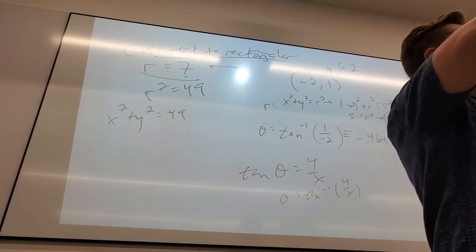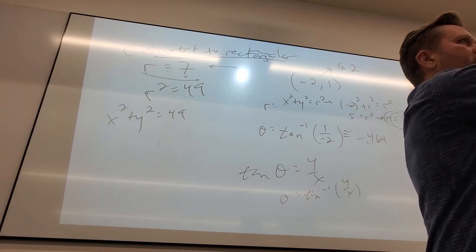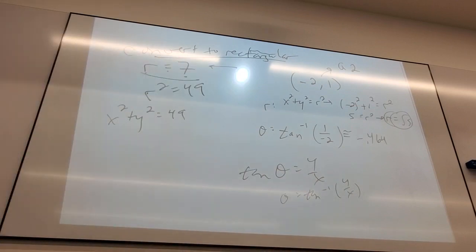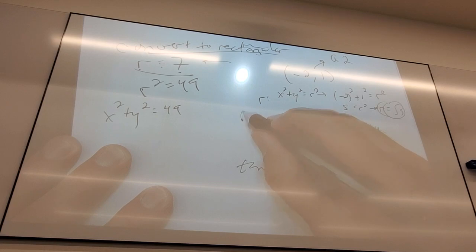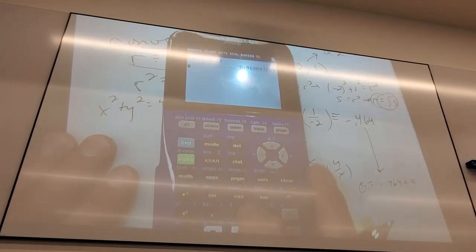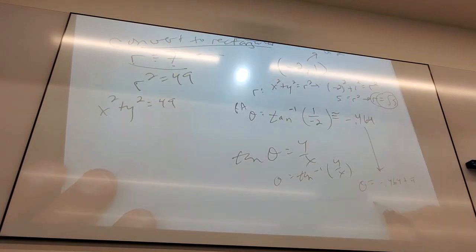Yeah, so what can I do to get to quadrant 2? I can just add pi. Yeah, so I can add pi. So to get the correct angle, this is the reference angle. To get the correct angle, I can do -0.464 plus pi. And of course, you just do that on the calculator. Plus pi. 2.678 roughly.